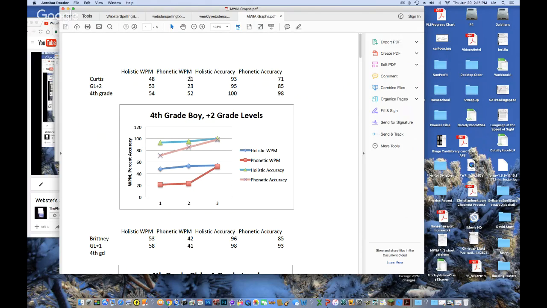And his phonetic words got a lot more accurate. He went from 71% accuracy to 85% accuracy, but he stayed about the same words per minute, 23 words per minute, which, in 4th grade, is a little bit slow unless you have dyslexia. Most 4th graders are reading at least 40 or 50 words per minute.